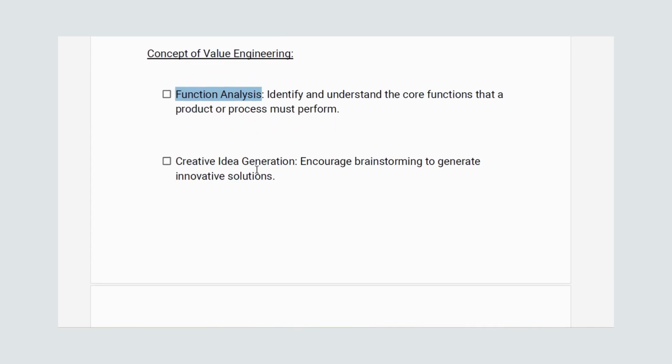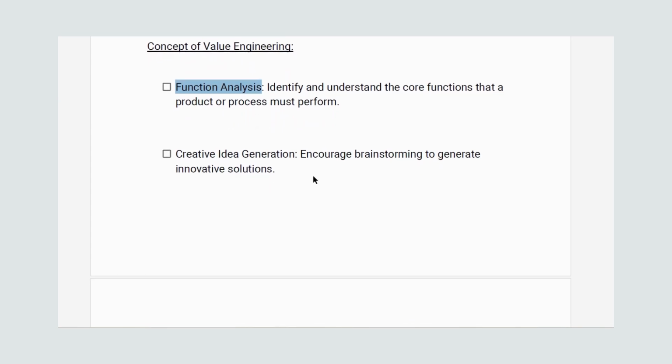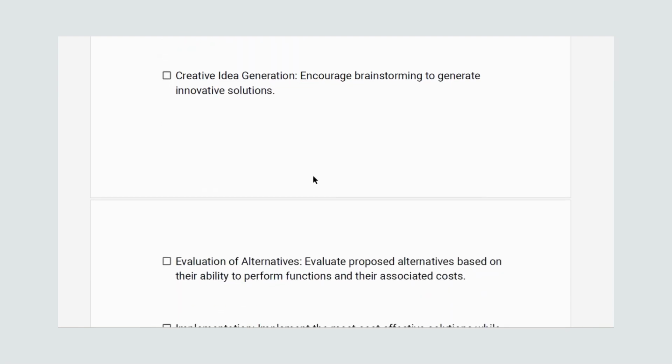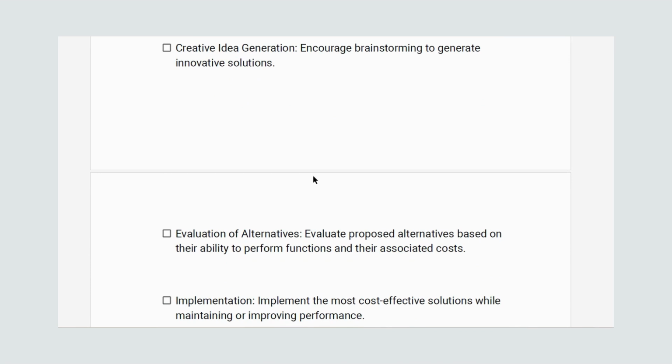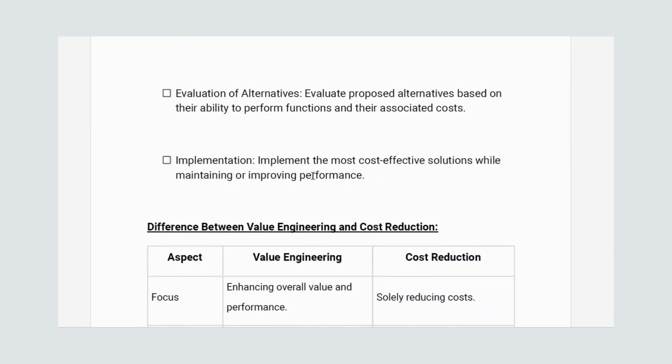Then comes idea generation. It encourages brainstorming to generate innovative solutions. It also evaluates the alternatives. Whatever alternatives are proposed are evaluated based on their ability to perform the functions and their associated cost. And then comes the implementation. After evaluating the alternatives, the value engineering process implements the most cost-effective solutions while maintaining or improving the performance of the services.